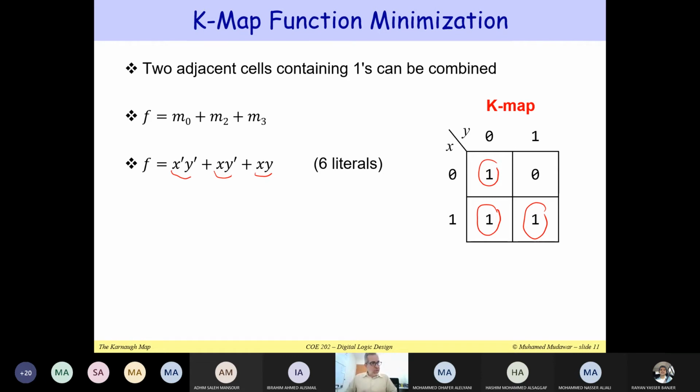So the idea now is to combine adjacent squares. How do I combine adjacent squares? Well, these two squares here vertically can be combined. These two horizontal squares can be combined. So let us combine these two vertical squares. If I combine minterm 0 with minterm 2, these are the two vertical squares, you get x prime y prime or x y prime. Now notice they differ by the value of a single variable. It's the same y prime, but x is different.